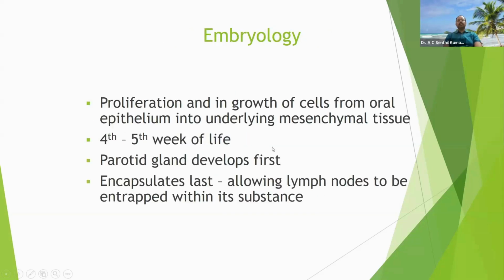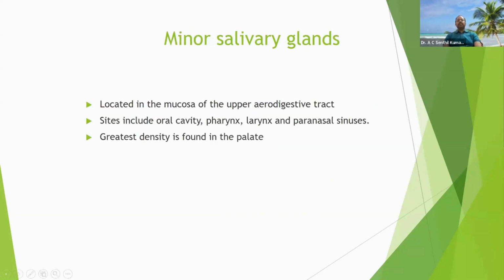Now, this is located basically in the mucosa of the upper aerodigestive tract. Minor salivary glands can be located in the mucosa of the upper aerodigestive tract. The sites include, as I already told you, oral cavity, pharynx, larynx, and also the paranasal sinuses. And the greatest density of minor salivary glands is located in the palate.